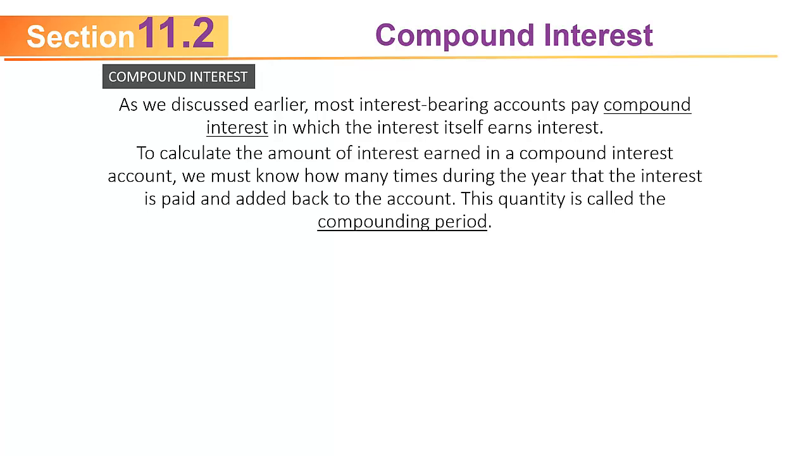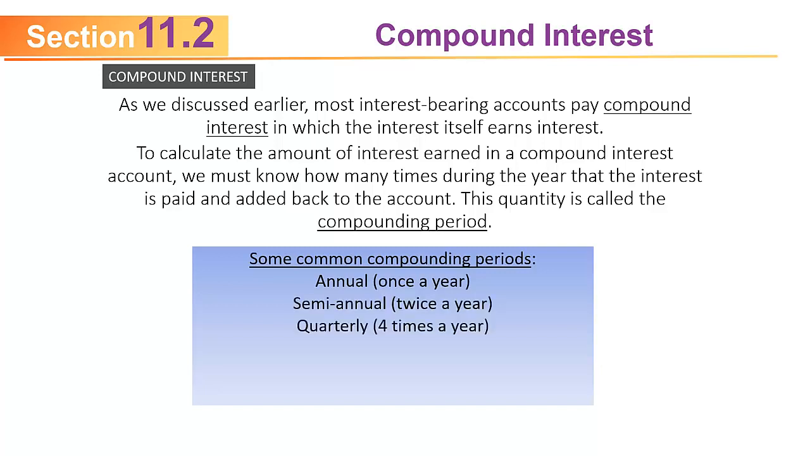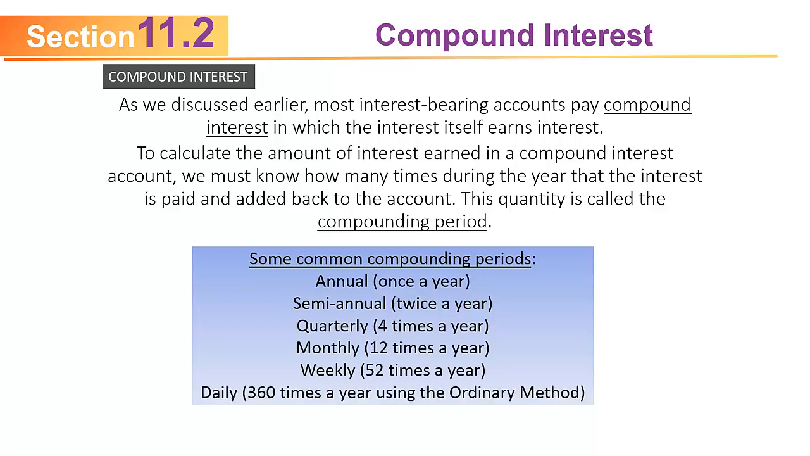To calculate the amount of interest earned in a compound interest account, we have to know how many times during the year that the interest is paid back and added to the account. That quantity is called the compounding period. Here are the common compounding periods. If you compound once a year, that's called annual compound interest. If you compound twice a year, that's called semi-annual. If you compound 4 times a year, that's called quarterly. Monthly is 12 times a year, weekly is 52 times a year, and assuming you're using the ordinary method, daily is 360 times a year.